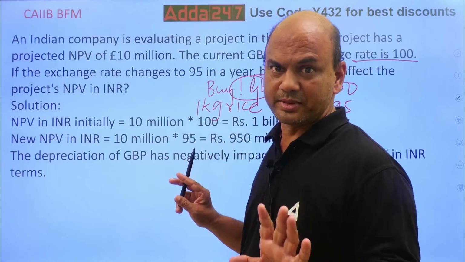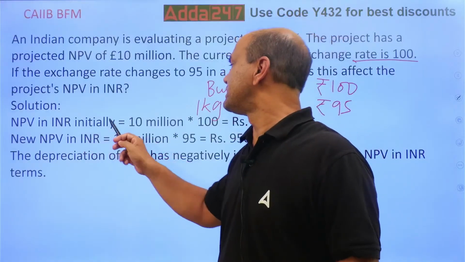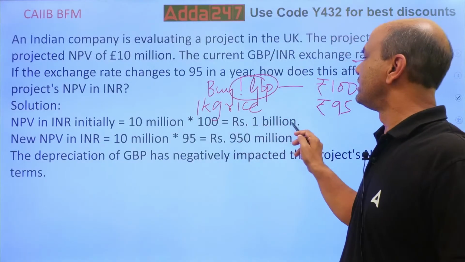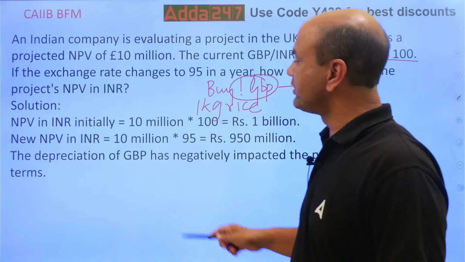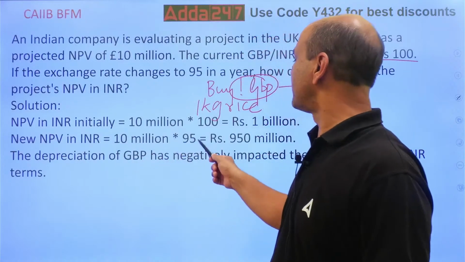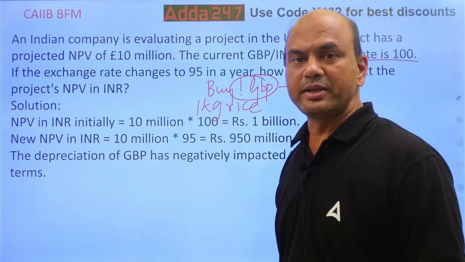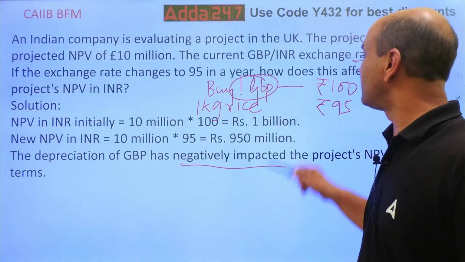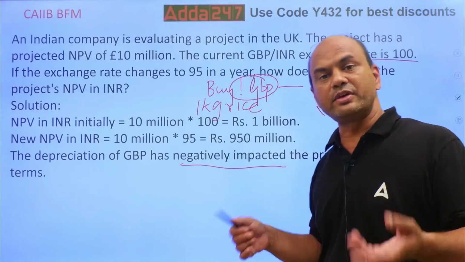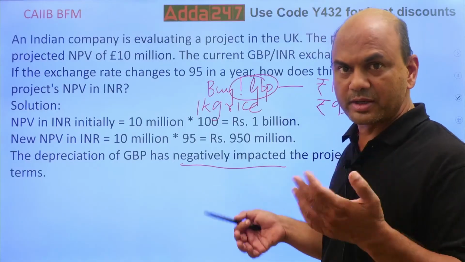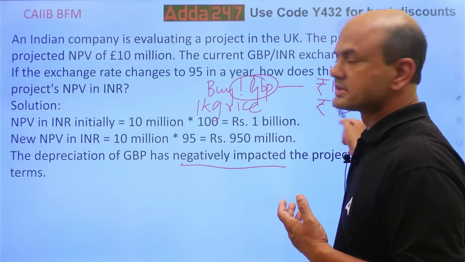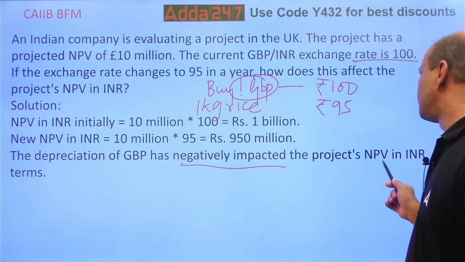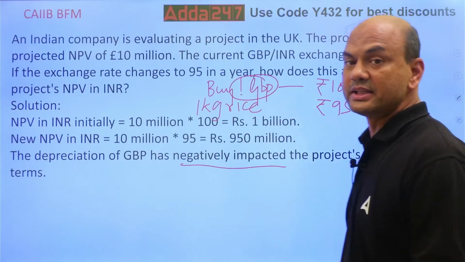Simple, isn't it? So NPV initially is 10 million into your present rate, 100, so it is 1 billion. The new NPV is 10 million into 95 rupees, so 950 million. What does this mean? It means that the depreciation of GBP has negatively impacted, because my value has come down. My present value NPV, because I am getting returns from that project, I will now be getting lesser returns because the GBP value has decreased. So it negatively impacts the project's NPV in INR terms.